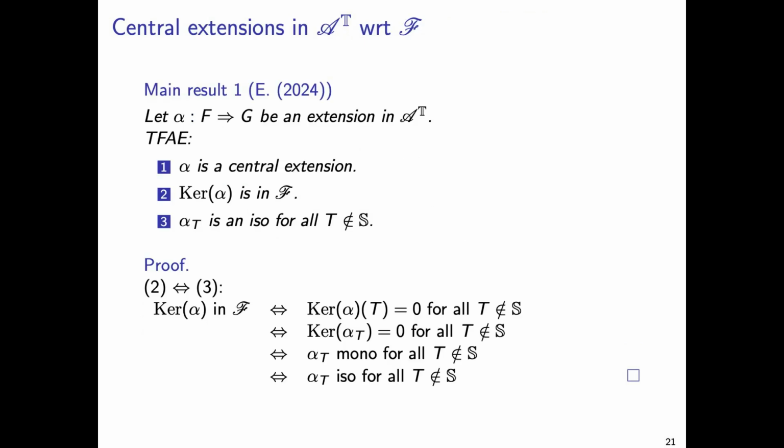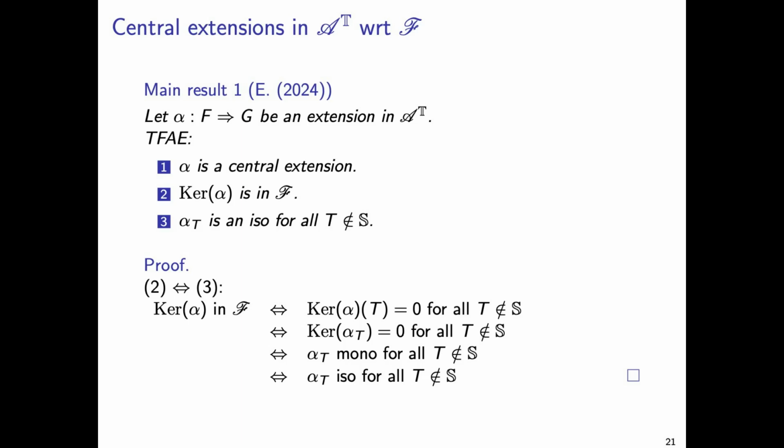Okay, so now we can apply this to our situation and get the following. Given an extension alpha from functor F to functor G, meaning that each component of alpha is a regular epimorphism, the following conditions are equivalent. Alpha is a central extension, its kernel is in F, and alpha T is an iso for all T that are not in S. So the equivalence of 1 and 2 is immediate, and also the equivalence of 2 and 3 is very easy to see, because the kernel of alpha lies in F by definition, and the kernel of alpha T is 0 for all T not in S.